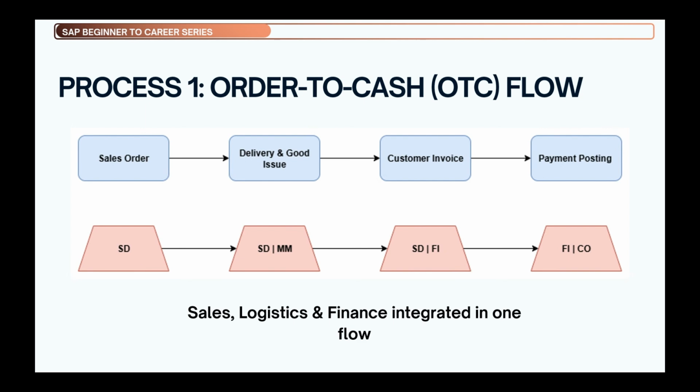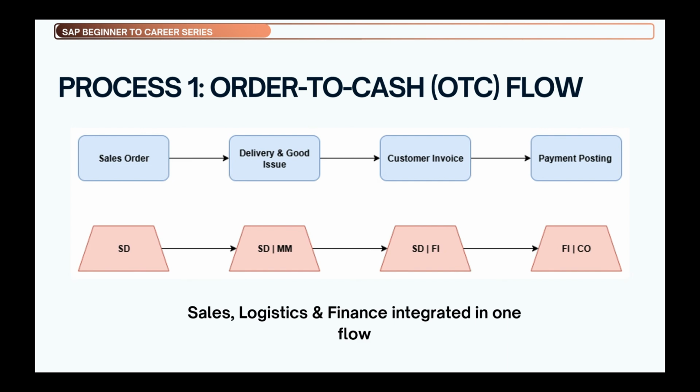In some business scenarios, there might be sales inquiry creation, sales quotation creation, as well as pre-sales activities. After those pre-sales activities, a sales order can be generated as well. But in generic terms, we say order to cash starts from sales order creation. If you have watched my previous videos, you already know sales order creation belongs to the sales and distribution module.